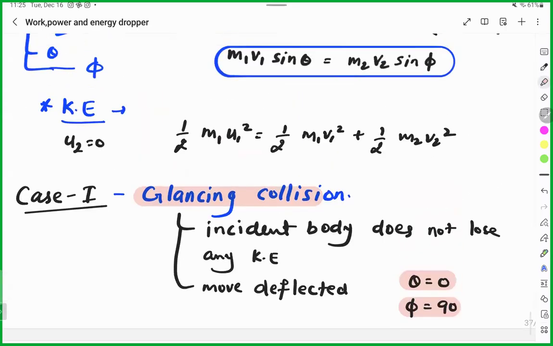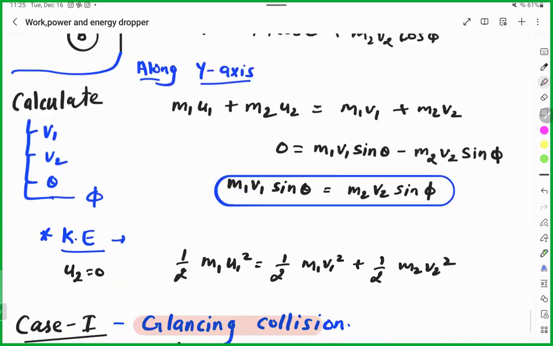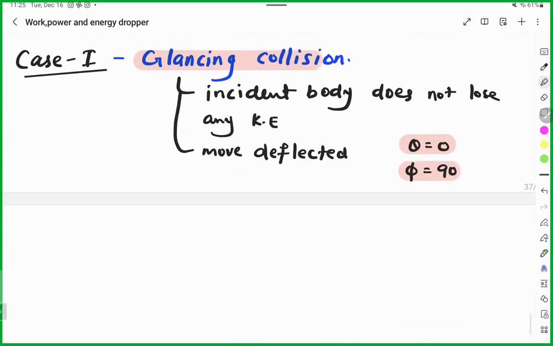Understood? If this is the situation, tell me, what should be the velocity of the first body? It is not deflected, so V1 will be the same as U1. We said no difference in kinetic energy, it means same. Second, if you calculate V2, you will see it will be 0. So this is a glancing collision.